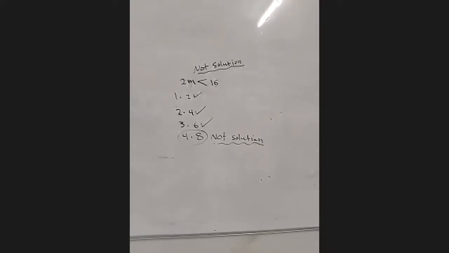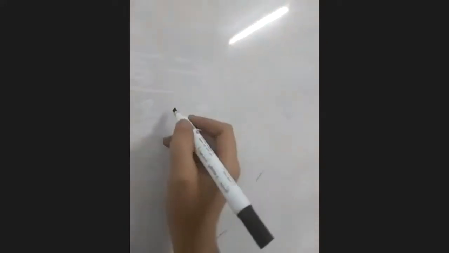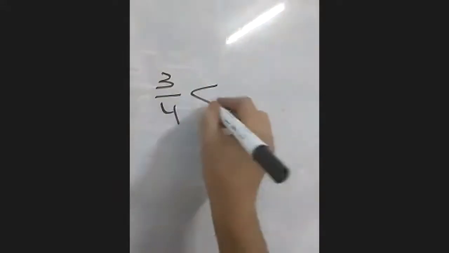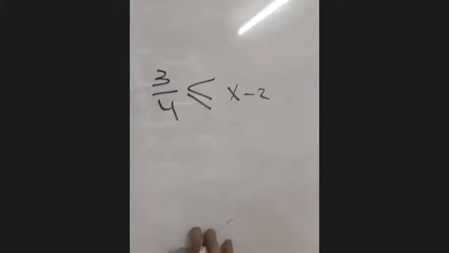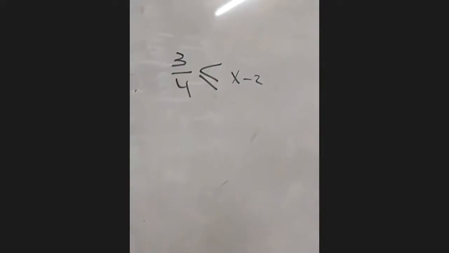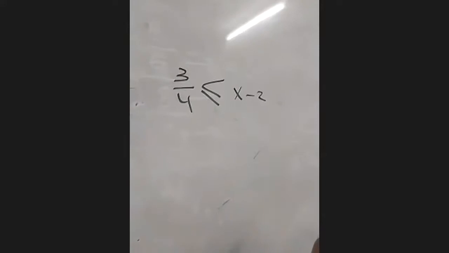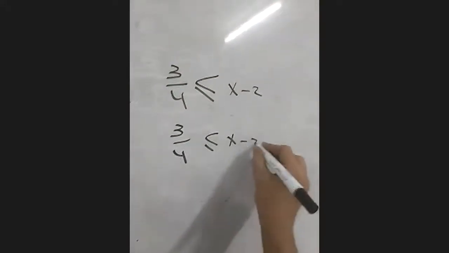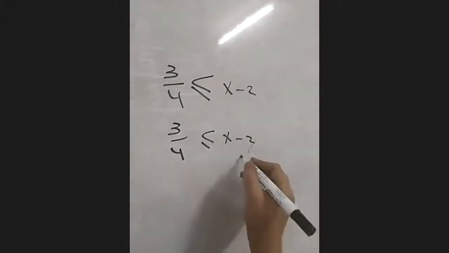Sir, I have a question in question 2 that says 3 out of 4 less than or equal x minus 2. Let's solve this inequality, right? Rewrite it. Then minus 2, add 2 on both sides.